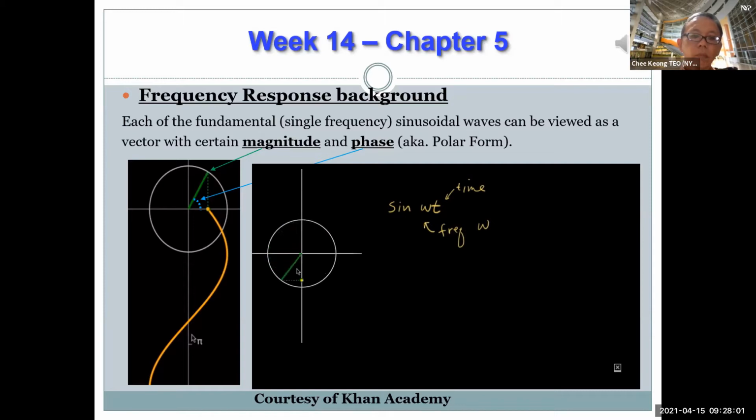What I have here, this green line, is a rotating vector. Let's just say that the radius of this circle is 1. So here's a vector just rotating slowly around and around. And in the dotted line here, that yellow dot going up and down is the projection of the tip of the green arrow onto the y-axis.